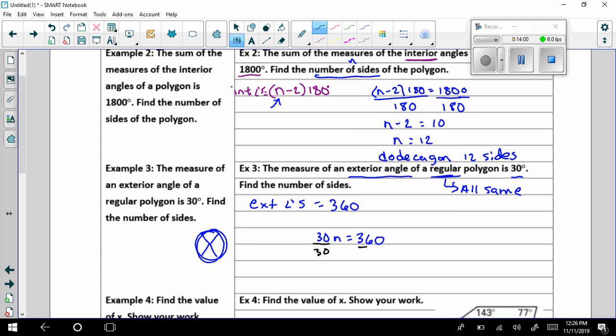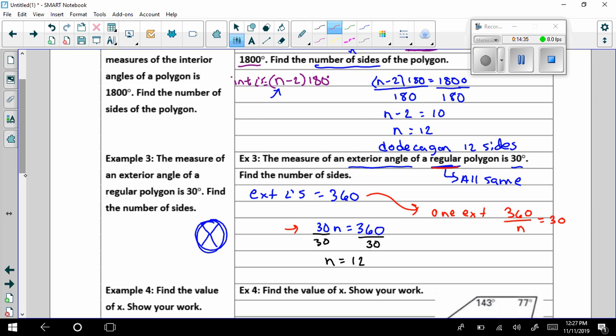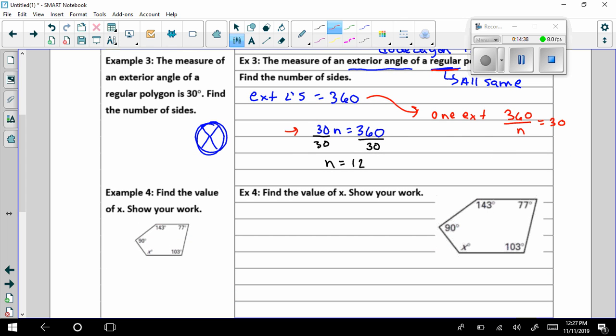So we divide by 30, and n, once again, equals 12. So a dodecagon has 1800 on the inside, 360 on the outside. Another way to think of this is that one exterior angle in a regular polygon, since they're all the same, would be 360 divided by n. So if each of those is 30, then 360 divided by n is 30. That would get you to the same spot. But I just knew that 30 times n will equal 360 as well. So you can think of it either way.